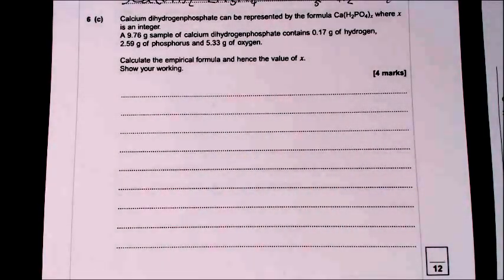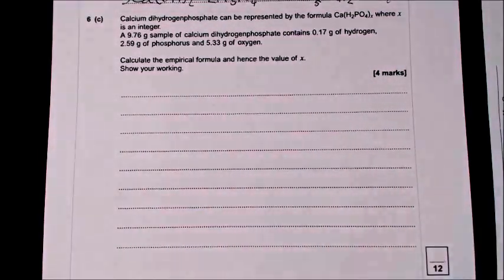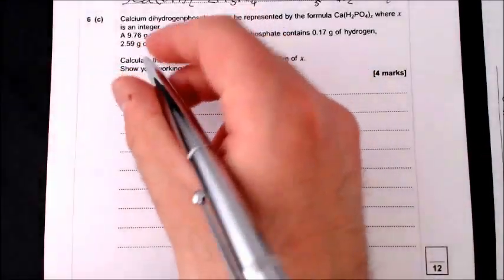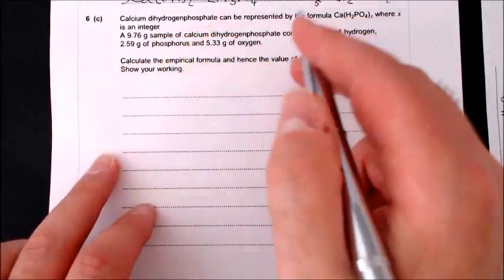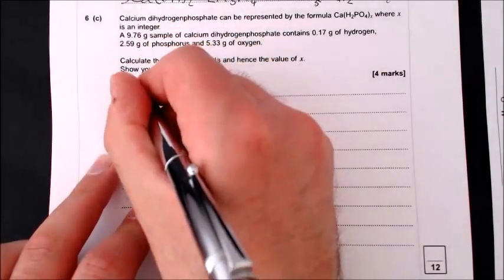So what we're going to do is we're going to set out our table. Now, when you're working out the empirical formula, then what we have to do is we put our elements at the top of the table. So it's like a table.